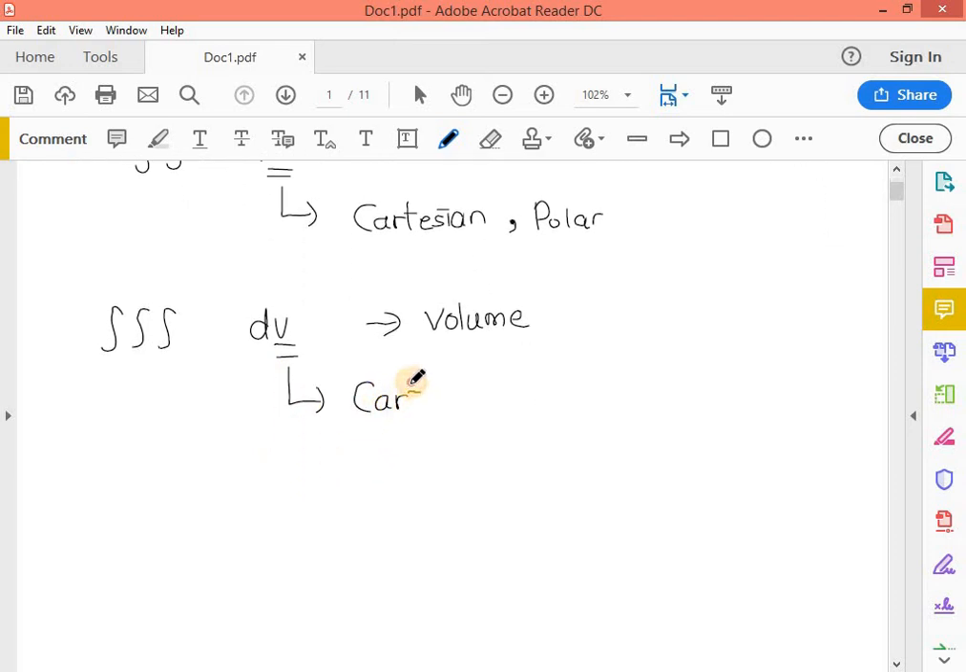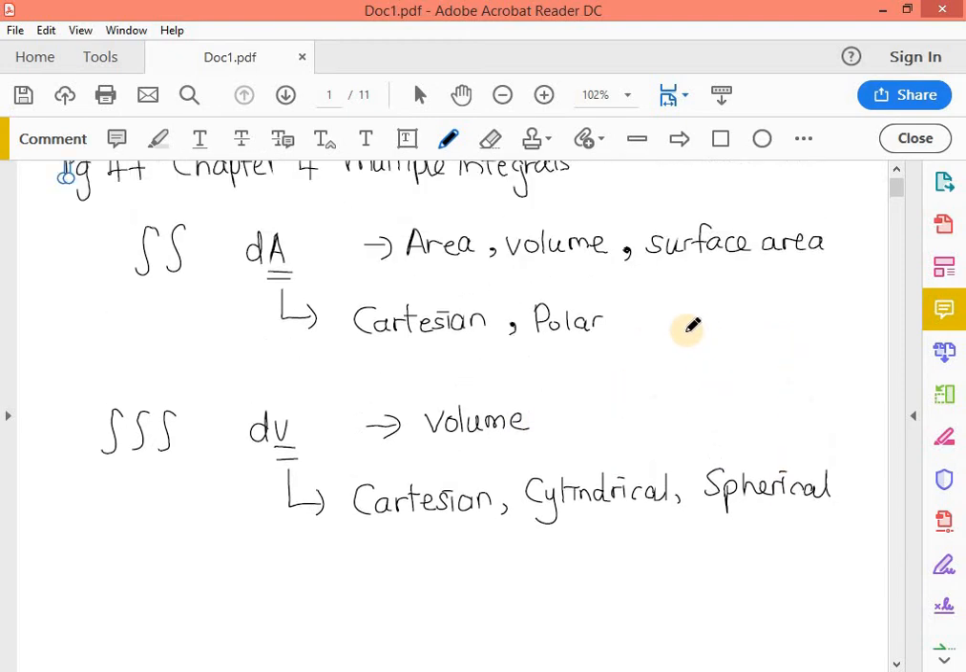Okay, that is Cartesian, okay, cylindrical, and the last one is spherical. So all these coordinate systems you have learned in the first chapter, right? So you are going to use the parameters in the coordinate system in order to solve for the volume, to solve for the area or surface area.